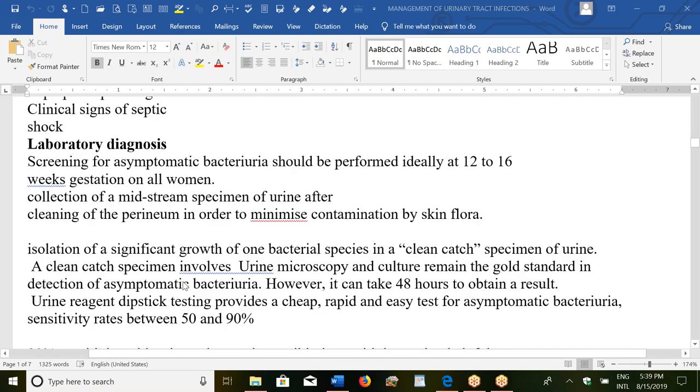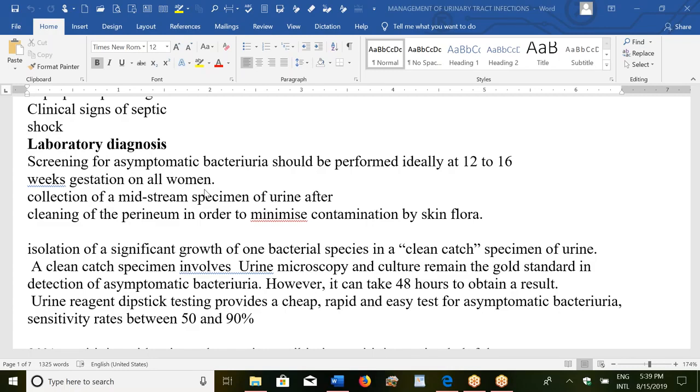Then how can we diagnose on lab testing? Screening for asymptomatic bacteriuria should be performed ideally at 12 to 16 weeks gestation on all women. Some guidelines say that between 9 to 17 weeks, so essentially they will cover this 12 to 16 weeks also, the highest incidence of developing UTI.